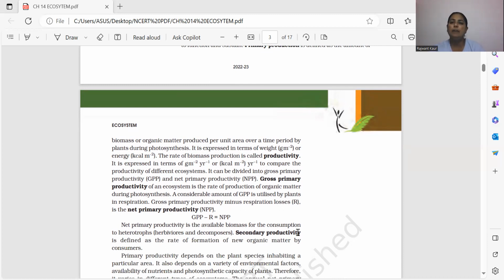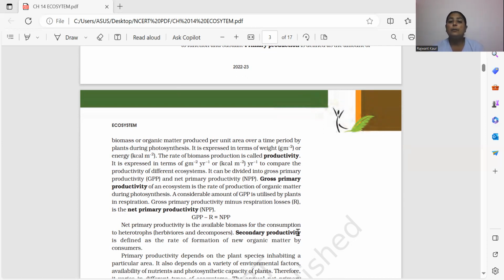You must remember this net primary productivity is actually the available biomass that is now available for the consumption of the heterotrophs, because these heterotrophs are actually present at the second trophic levels. What comes under these heterotrophs? This may be herbivores, carnivores, top carnivores, etc. And later there are the decomposers.